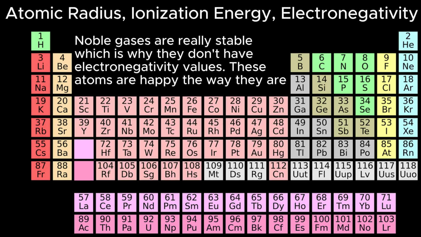Now, one thing to note is that the noble gases, the last group, helium, neon, argon, krypton, those elements don't really have an electronegativity because they have a full valence shell, which makes them really stable. They don't want to give away electrons. They don't want electrons. They're perfect the way they are. They're happy. So they don't really get assigned an electronegativity value.